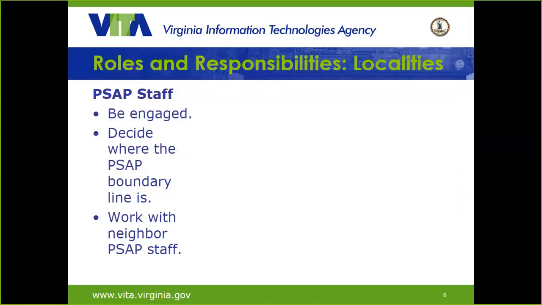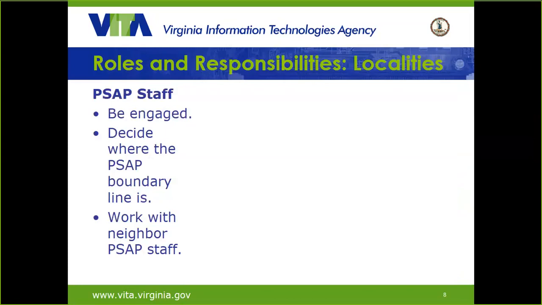PSAP staff has a very prominent role and responsibility, and so we need the appropriate PSAP staff to be engaged. And from the two localities bordering a PSAP boundary line segment, it's really a decision between the two PSAP managers or their designees about where that PSAP boundary line actually goes. And so they need to be engaged, they need to be able to work with their neighboring PSAP staff and be able to decide where that goes.